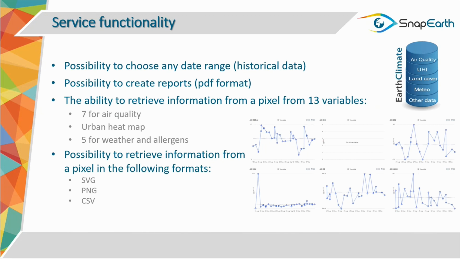And as you see on the picture, we can create diagrams like here. We can choose any date range as we want. And the last one is the possibility to review information from a pixel in the following formats. I mean SVG, PNG, like a simple image, and CSV, where we can download the numerical data and open it, for example, in Excel.